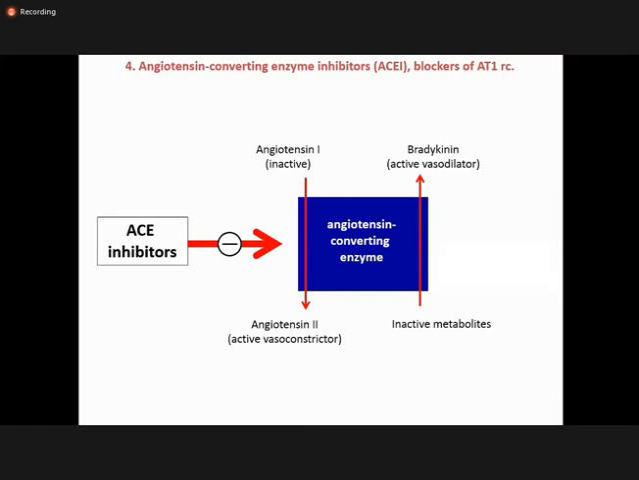Normally, angiotensin converting enzyme is responsible for converting angiotensin 1 into angiotensin 2. The second important activity is the conversion of bradykinin into inactive metabolites. When we use angiotensin converting enzyme inhibitors, what will happen? There is no formation of angiotensin 2, but at the same time, there is no inactivation of bradykinin, right? So the level of bradykinin will rise, and that will stimulate the process of dry cough.